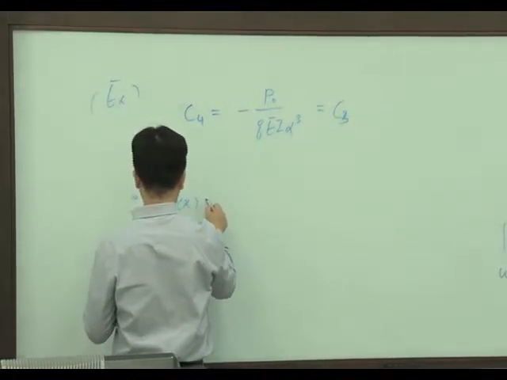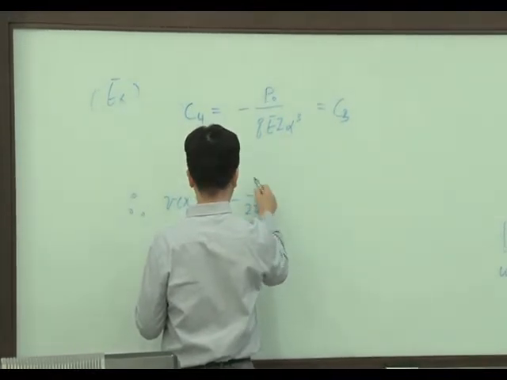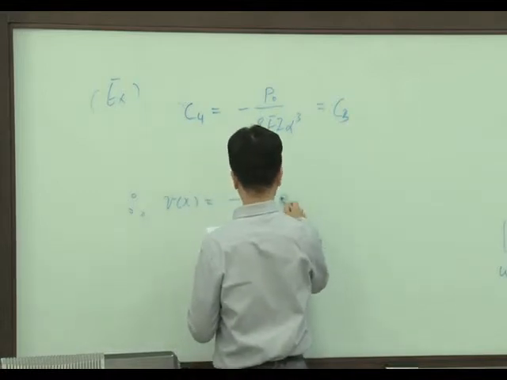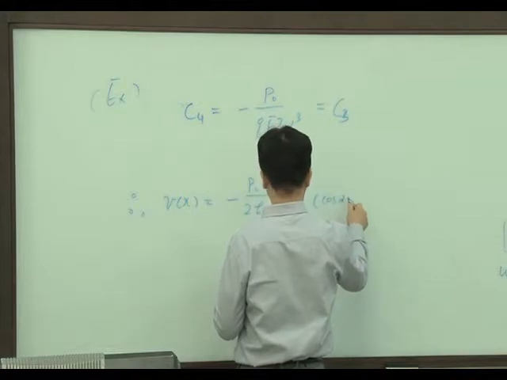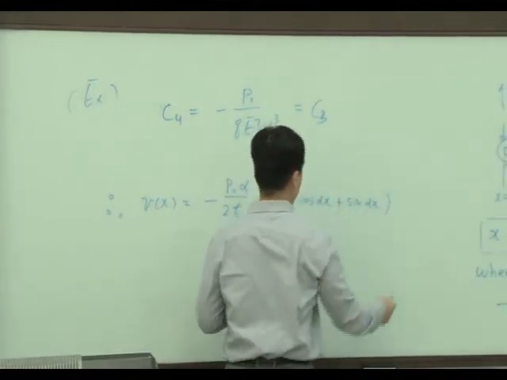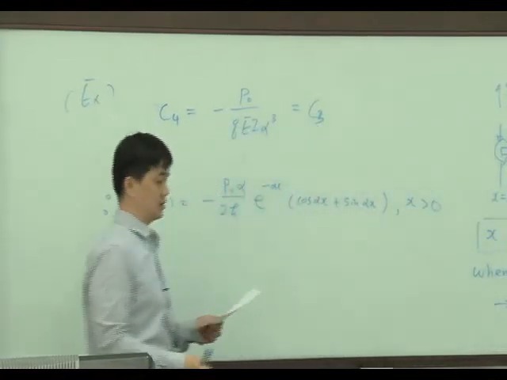So finally the solution equals minus 2K P0 alpha e to the minus alpha x, cosine alpha x plus sine alpha x, when x is positive. This is the solution.